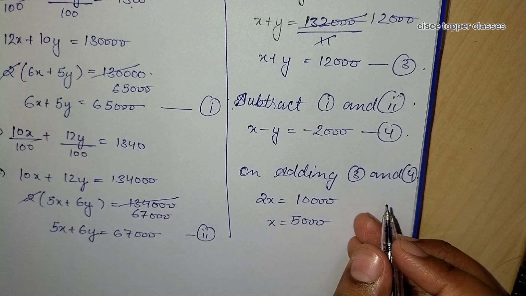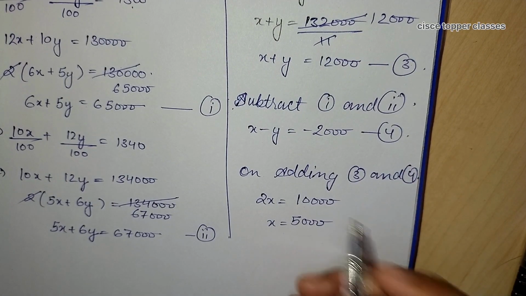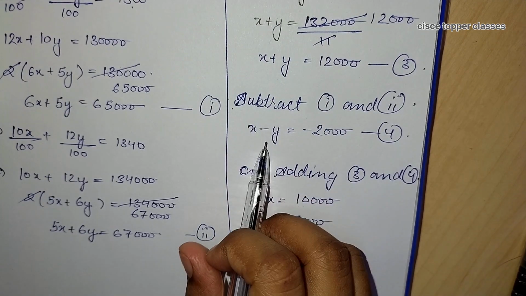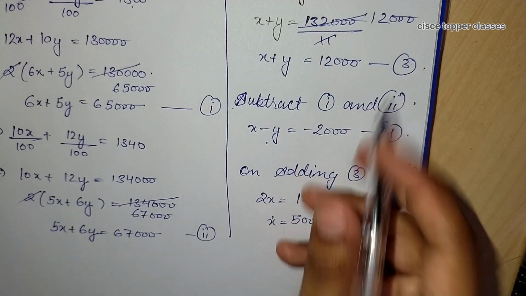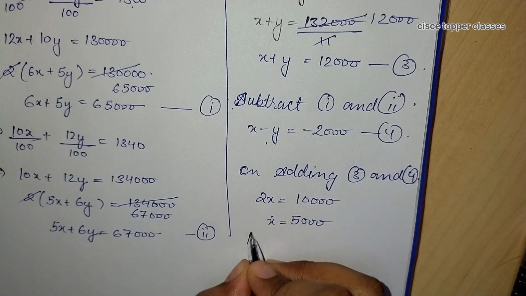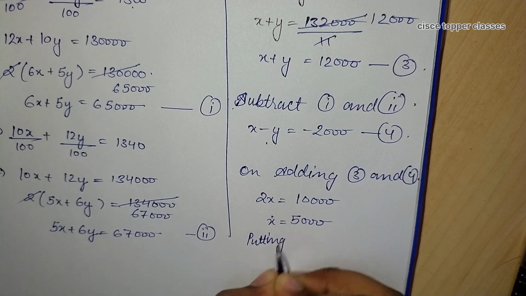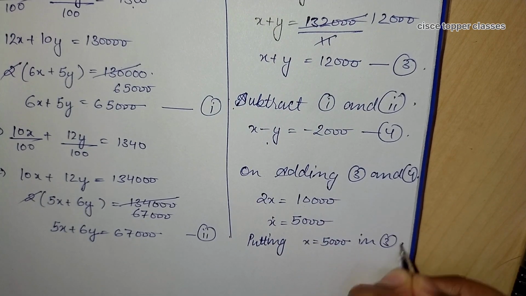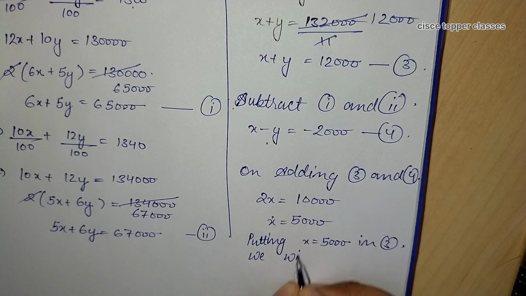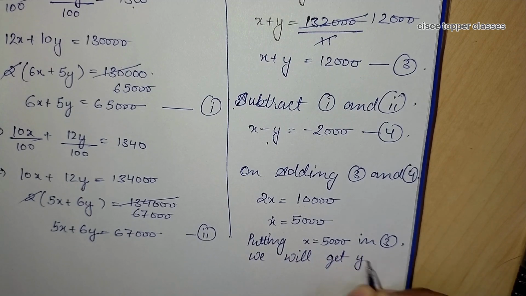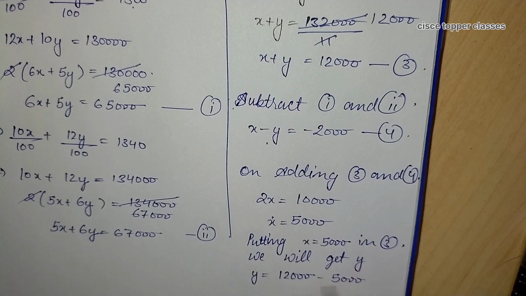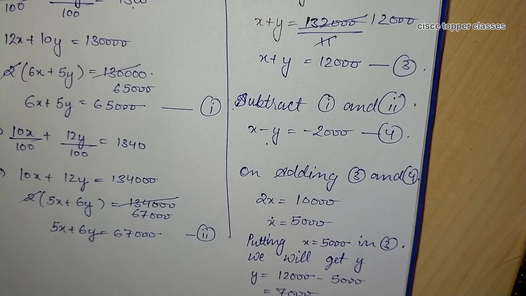at 12% simple interest and some other amount at 10%. So the other amount now we have to find. By putting in this equation or this equation, we can find the value of y. So let us put x equal to 5,000 in the third equation, and we will get the value of y. So y is equal to 12,000 minus 5,000. From here it is equal to 7,000. So this is the final answer here in this question.